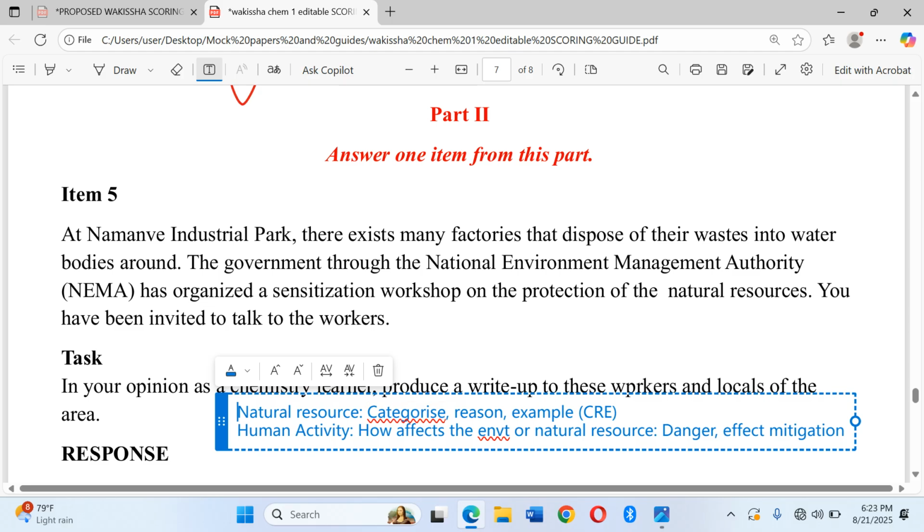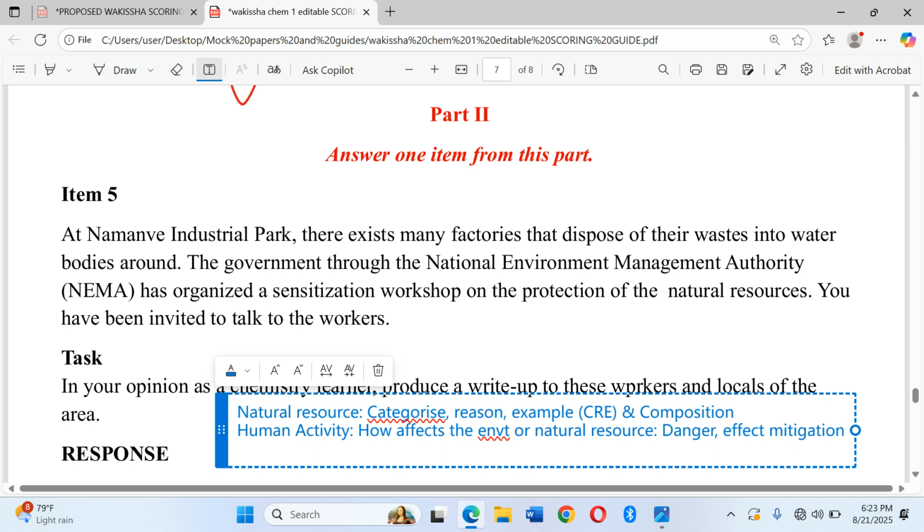So those are, in simple terms, this is the natural resource which we have categorized. We have given the reason, we have given an example, and then we also give the composition of the natural resource. Then lastly, look at the importance of conserving the natural resource.